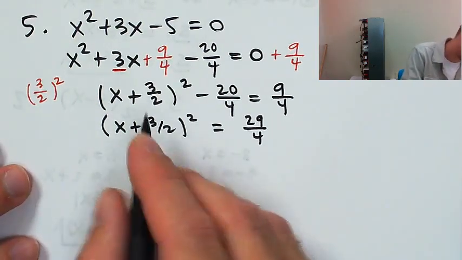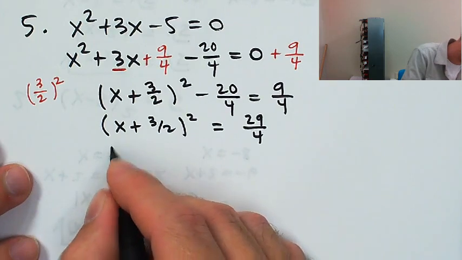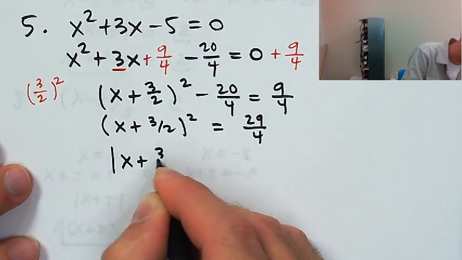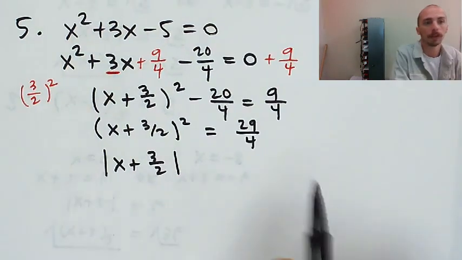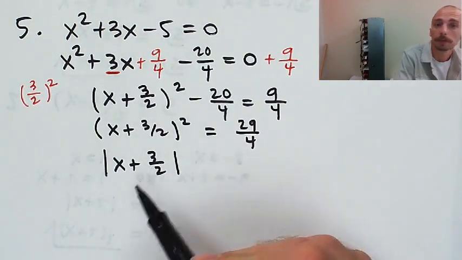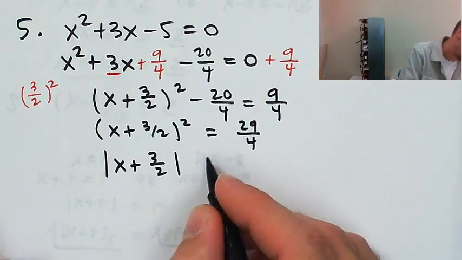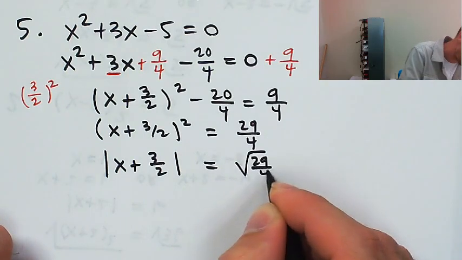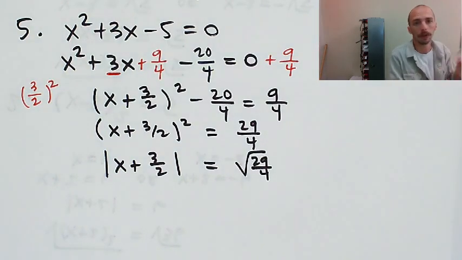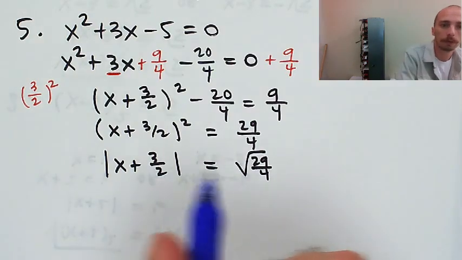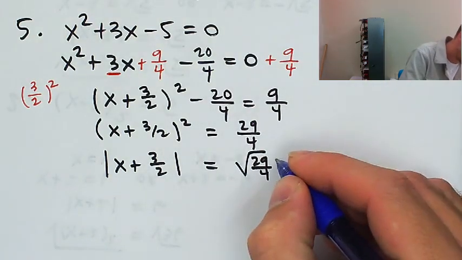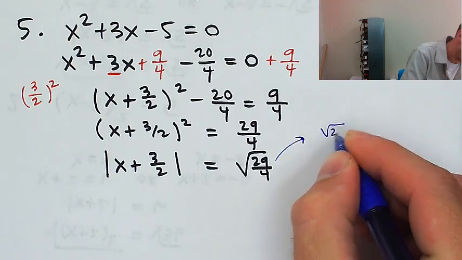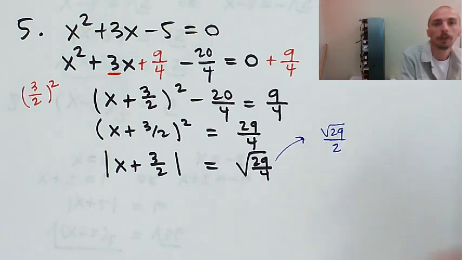All right, and then maybe I'll just say the absolute value of x plus 3/2, because I've done that a bunch of times already in this video. I've taken the square root of a square thing, and I've turned it into the absolute value. And that's going to be the square root of 29/4. Now, we can take the square roots of top and bottom separately, because that's a radical property, and we can say that's the square root of 29 divided by 2, good for you, right?